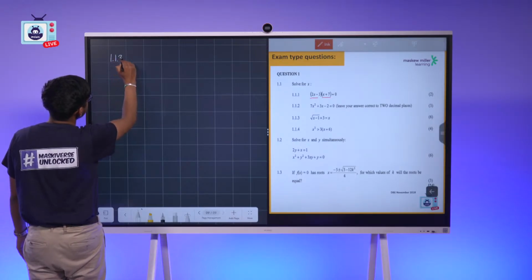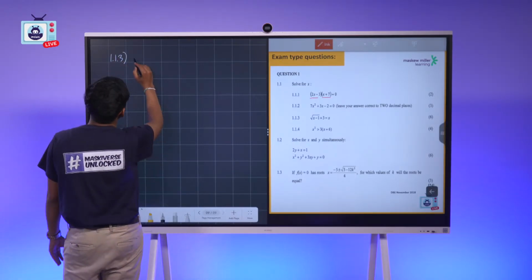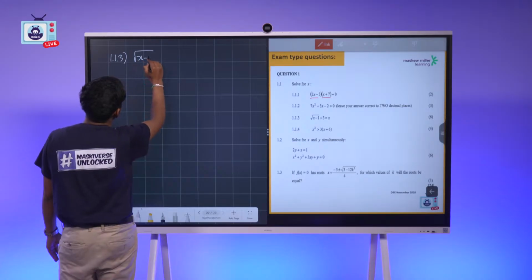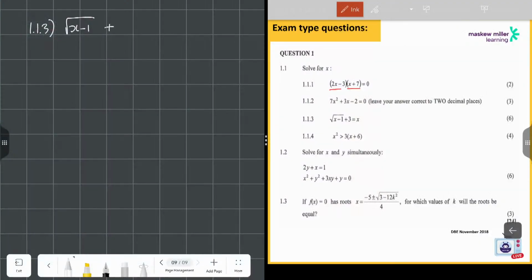So I have 1.1.3. Right, so the question there is the square root of x minus 1, plus 3 is equal to x, okay? Okay, let's make that a bit neater. So what do I want to do?